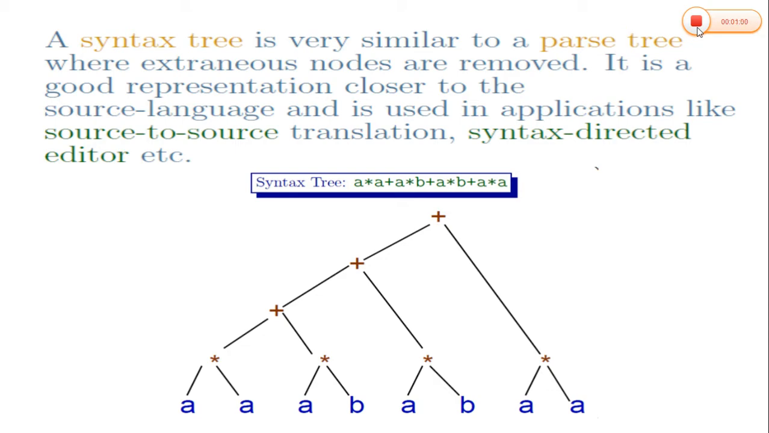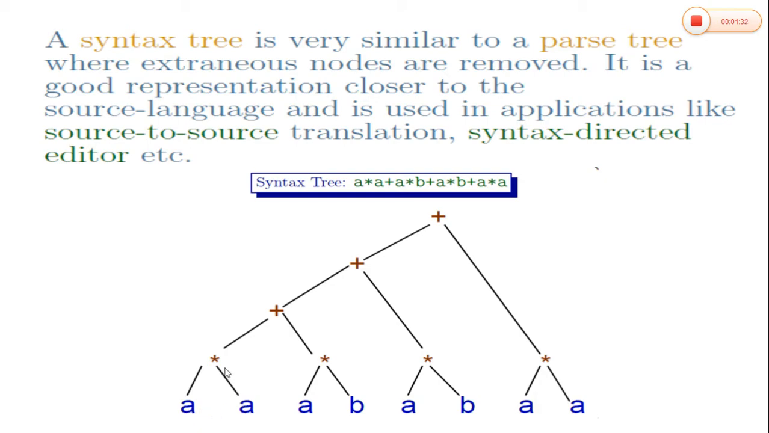What is a syntax tree? Some example expression is given: a asterisk a plus a asterisk b plus a asterisk b. Then it is added with a asterisk a. So the syntax tree corresponding to this expression will look like this. So we have 1, 2, 3, 4, 5, 6, 7, 8 leaf nodes there.